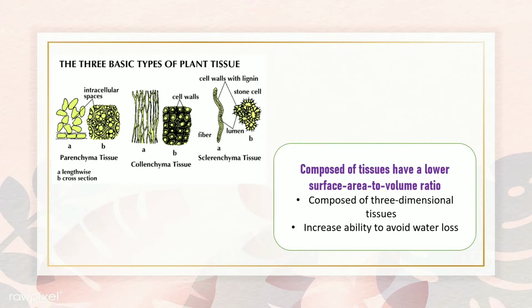Next, the plant challenge is that bodies composed of tissues have a lower surface area to volume ratio. So, what are the traits that enable plants to adapt to live on land? Compared to green algae, the bodies of land plants are composed of three-dimensional tissue. As we already know, a tissue is an association of many cells of the same type that can lead to specialized structures such as organs. So, tissue helps to increase the ability to avoid water loss on their surface. This picture shows the three basic types of plant tissue: parenchyma tissue, collenchyma tissue, and sclerenchyma tissue.